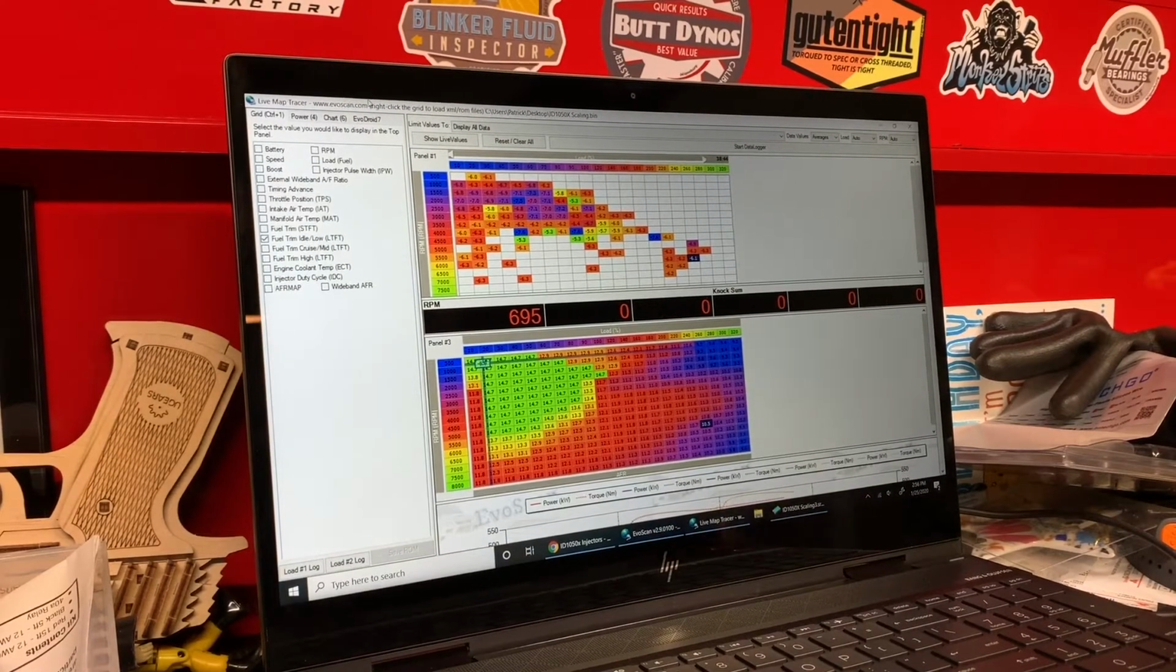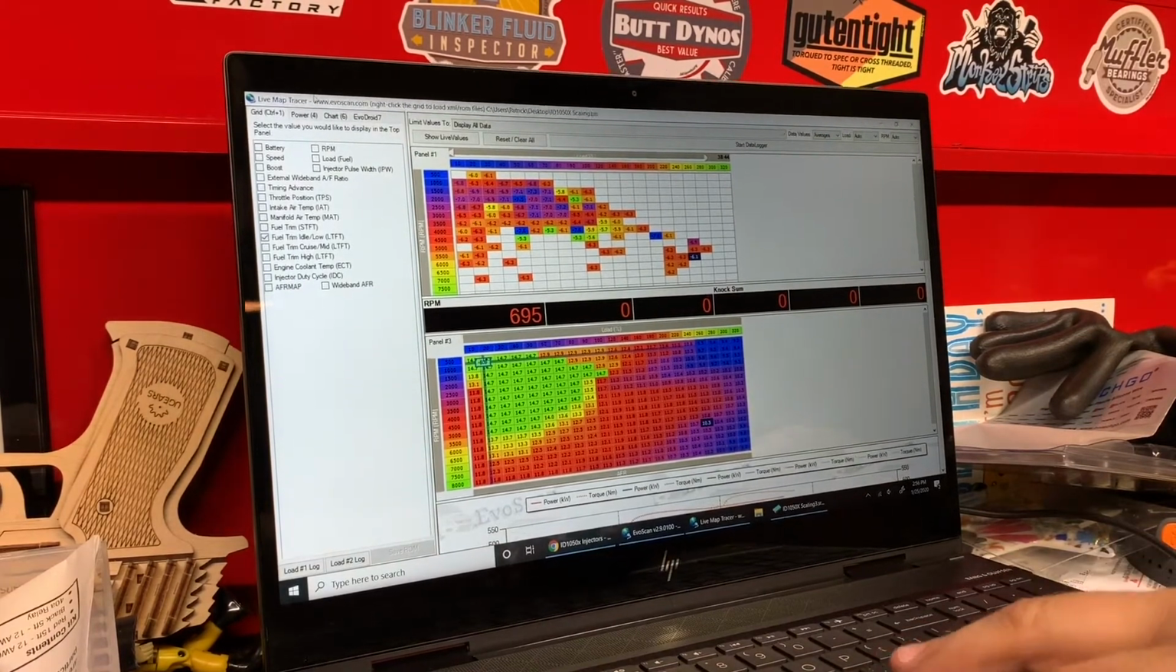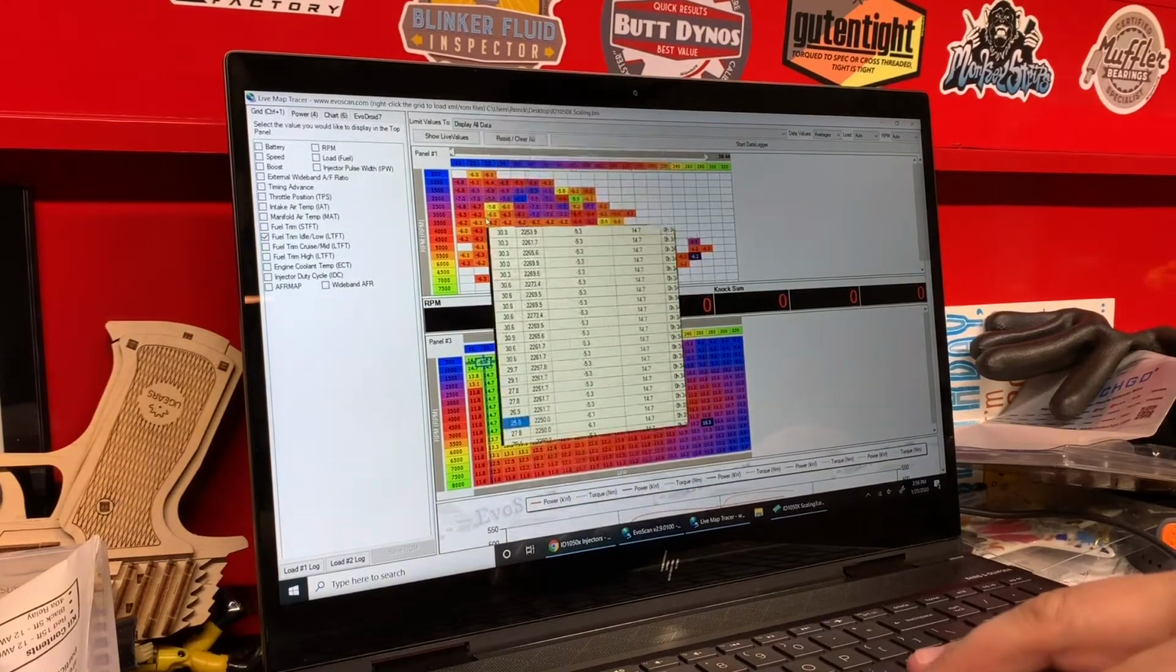All right, so I've been doing quite a bit of data logging, and I've been cruising EVO Scan with the data logger running. I think this is a 40-minute log. So the injector scaling, let's get to that.